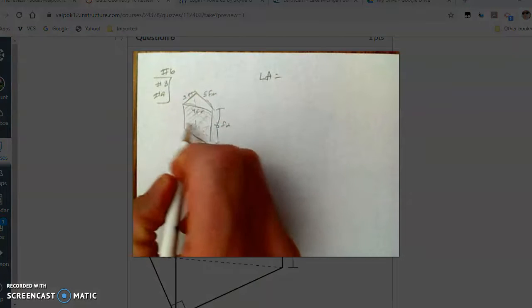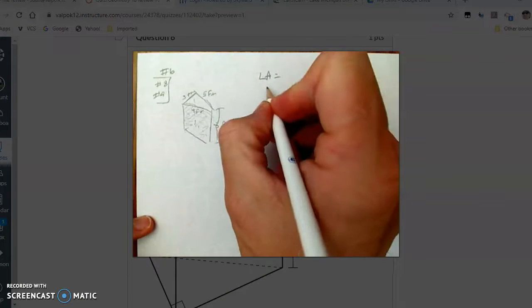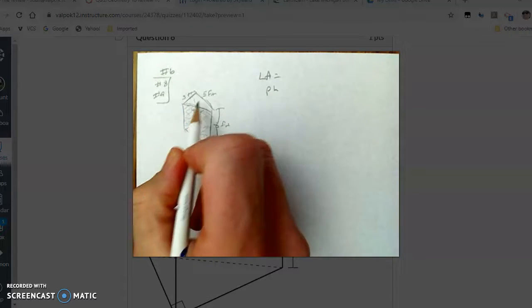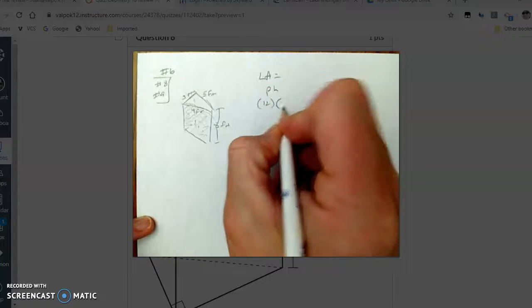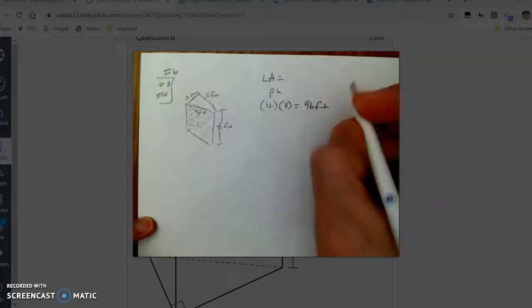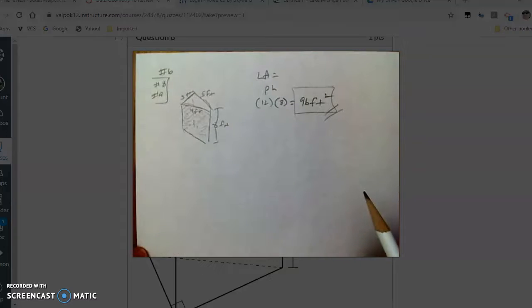So this face and this face and the face that's here in the back, right? So lateral area is the perimeter times the height. So the perimeter of our triangle, 3 and 4 is 7, plus 5, that's 12. And then the height is 8. So we end up with 96 square feet on that one.